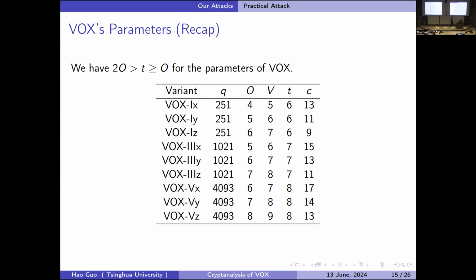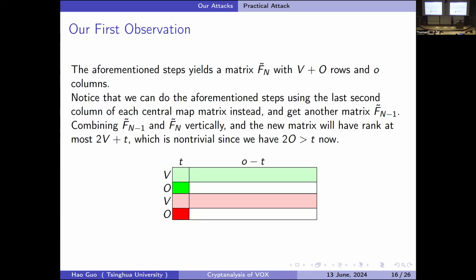However, we have that 2O is larger than T. This gives us a chance to make the following attack, which is to combine two such matrices together. This can also be viewed as taking two columns of each matrix, combining them, and pushing them together to make a 2n times O matrix.